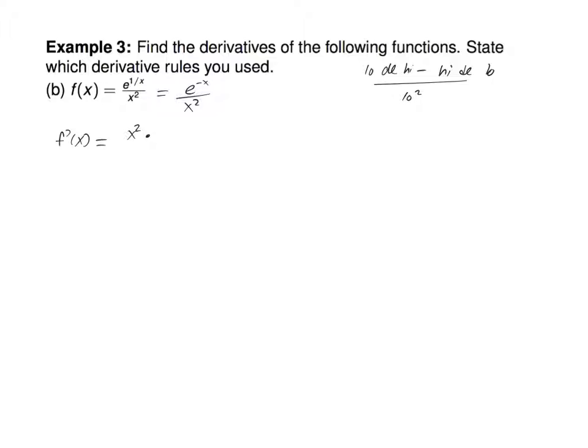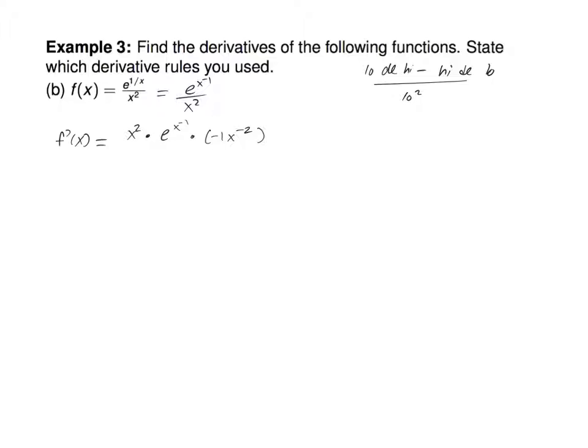Oh shoot, I made a mistake. I'm so sorry. That should not say e to the negative x. It should say e to the x to the negative 1. Those are actually different. So sorry, I just made a mistake on the recording. Okay, so x squared times, what's the derivative of e to the stuff? E to the stuff times the derivative of x to the negative 1, which is going to be negative 1 x to the negative 2.